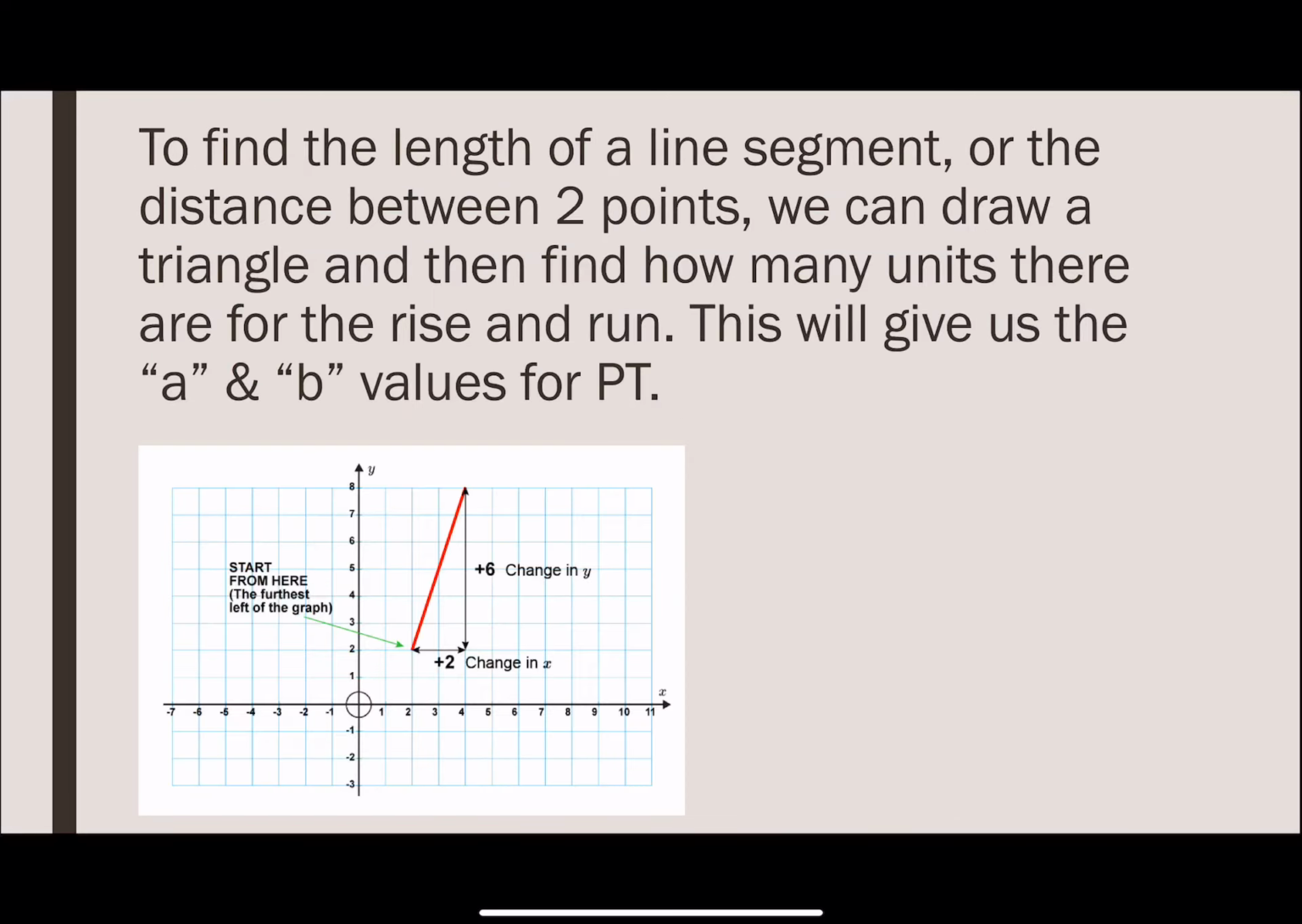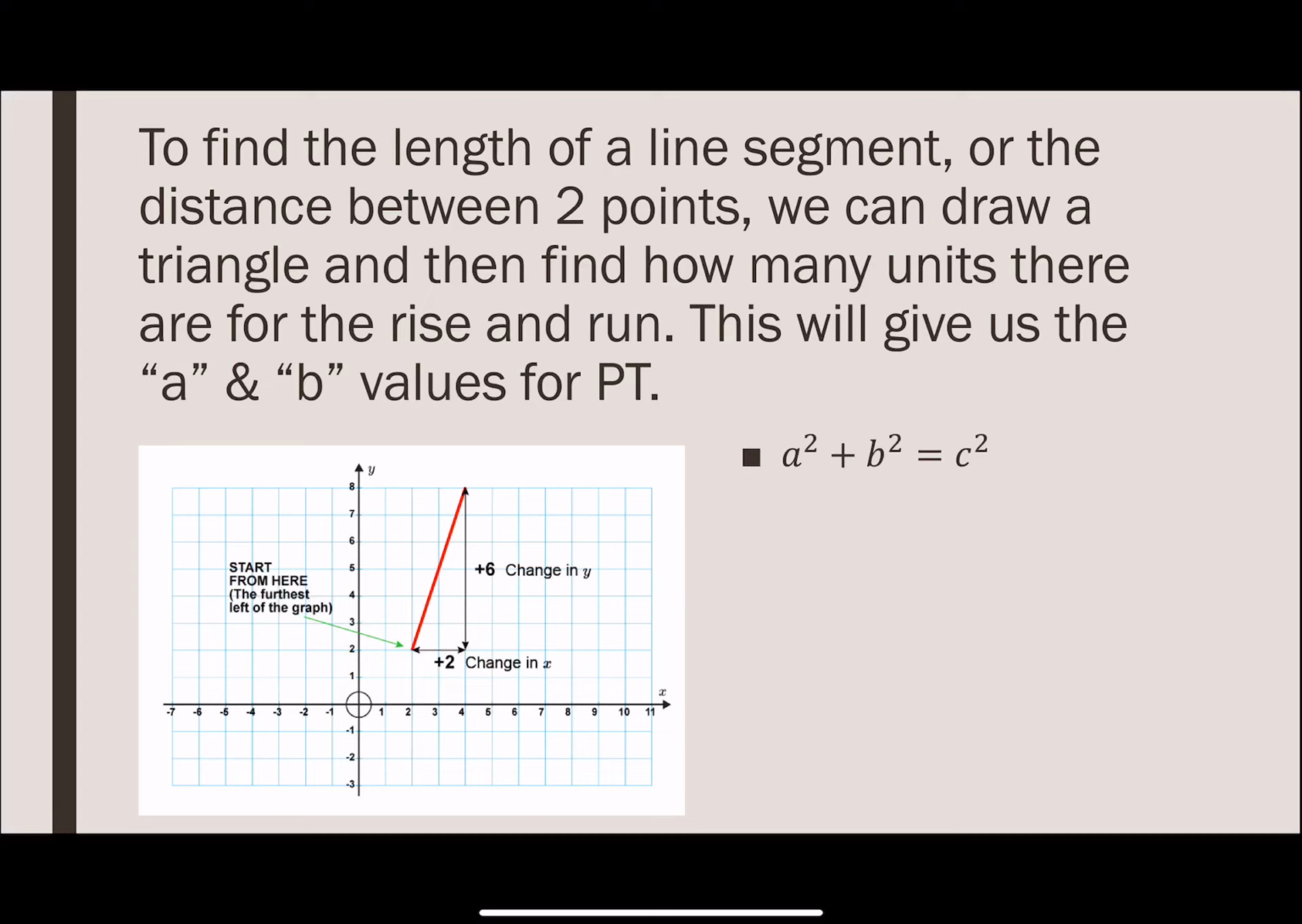Now let's move on. When we want to find the length of a line segment or the distance between 2 points, we can actually draw a triangle and then find how many units there are for the rise and run, because this will give us the a and b values for Pythagoras theorem to work. So in this diagram, we can see that the rise is actually 6 units, the run is 2 units.